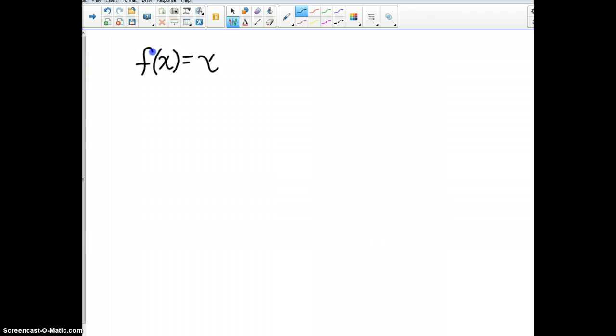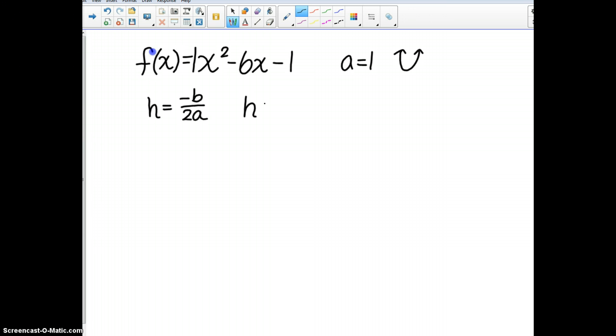If we have f of x equals x squared minus 6x minus 1 as our parabola, we can see right away that the a out in front of the x squared is a positive 1. So we know that that parabola is going to open up. If we're trying to find the vertex of the parabola, we know that h is negative b over 2a. And so we will find out that h, for this example, is the opposite of negative 6 over 2 times a, which is 1. So 6 over 2, which is 3. Again, 3 is the x-coordinate of the vertex of that parabola.